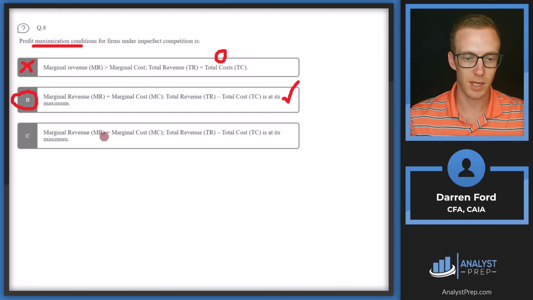Let's make sure we can rule out C. So marginal revenue equal marginal cost. That's good, again, same as what we had up here. But then for the second part, we have total revenue minus total cost is at its minimum. Again, if we're maximizing profit, we want this number to be higher, not lower. So we can rule out C.